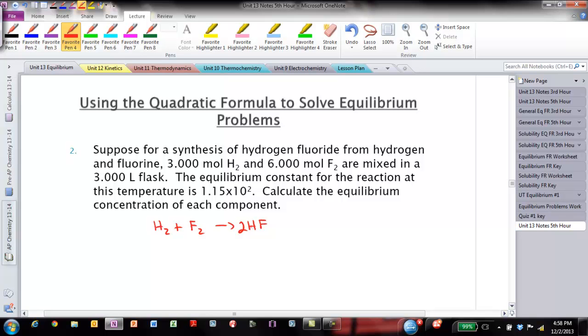It's balanced. It tells us 3 moles of hydrogen and 6 moles of fluorine are mixed in a 3-liter flask. So that's our initial. Okay, so our initial concentration of hydrogen is 1 molar, because 3 moles divided by 3 liters. And fluorine is going to be 2 molar. And since it didn't give us a number, we are going to assume that we have 0 hydrogen fluoride. So then we're going to go ahead and do our change. So reactants, subtract, products add, and then our equilibrium, 1 minus x, 2 minus x, and 2x.